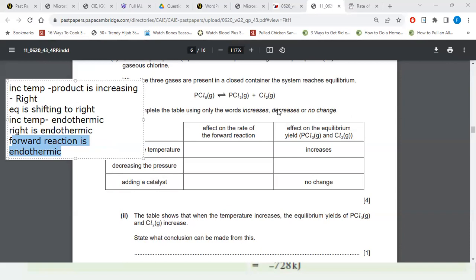So we know that. Now, we know that when we increase the temperature, we always go to the endothermic side. So that means the right side must be the endothermic one. So forward reaction is endothermic, and that's your answer.